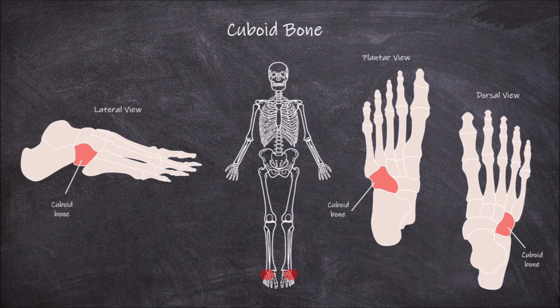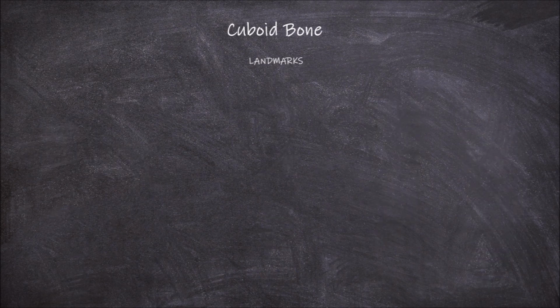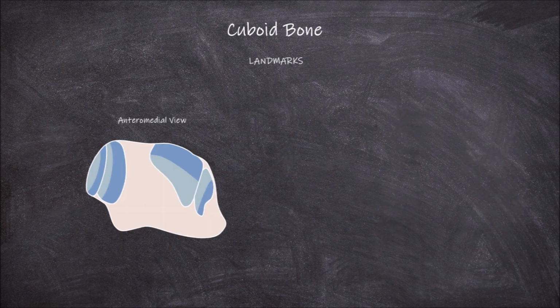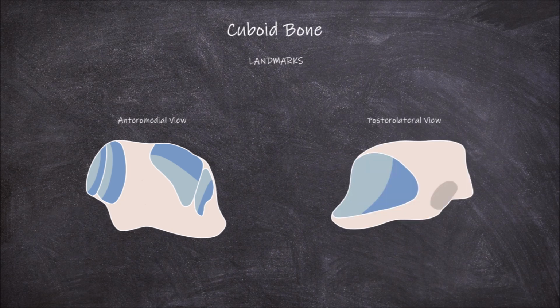Now we're going to look at the different landmarks and features of this bone. Here we have the anteromedial view and the posterolateral view of the right cuboid bone. This bone is cube-like in shape, which is where it gets its name from. This bone has 6 surfaces.